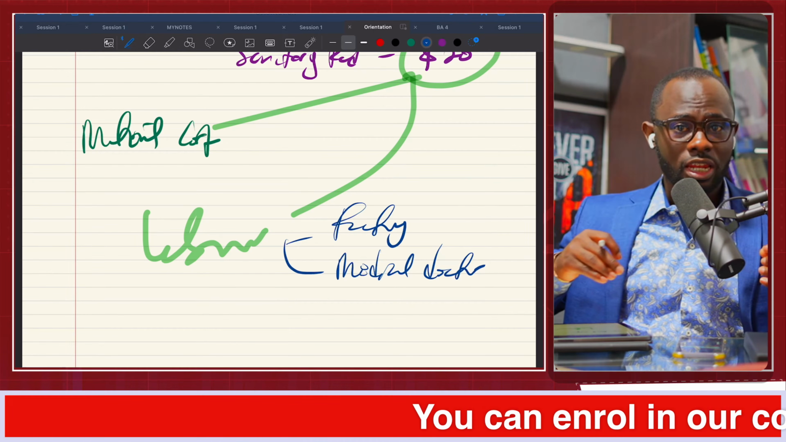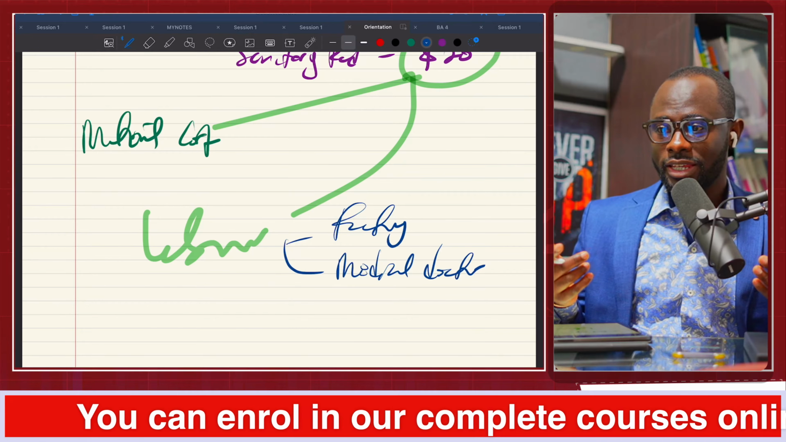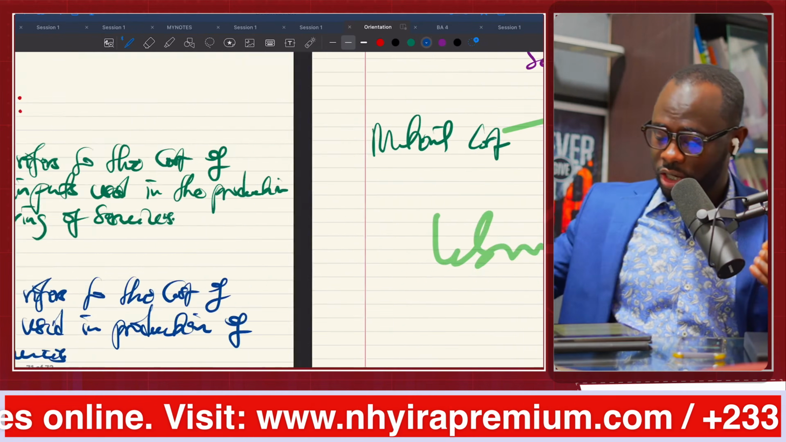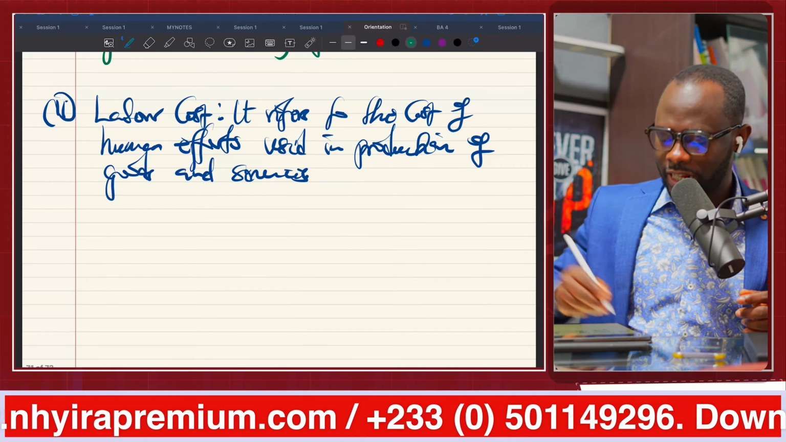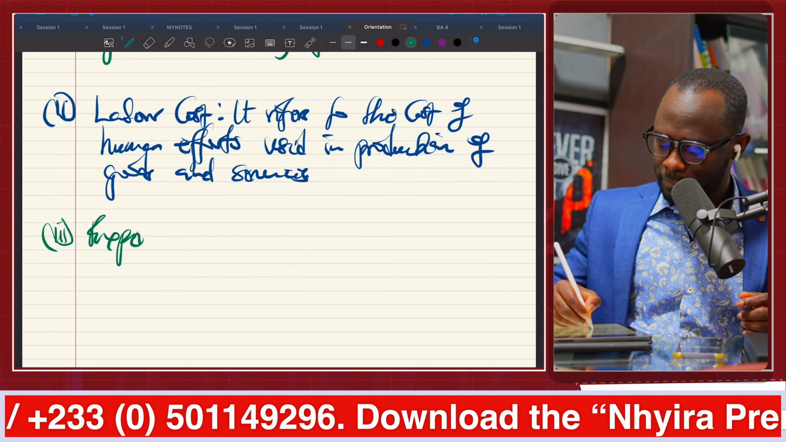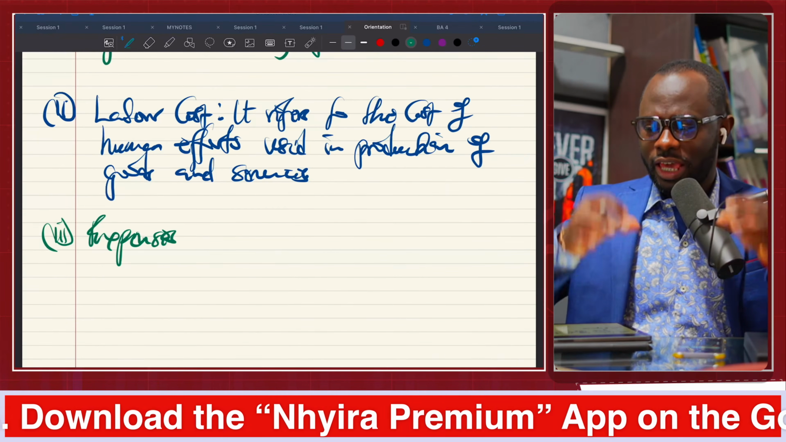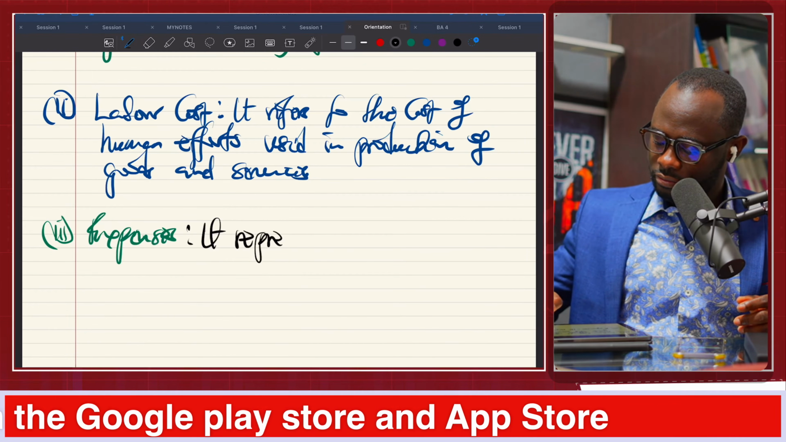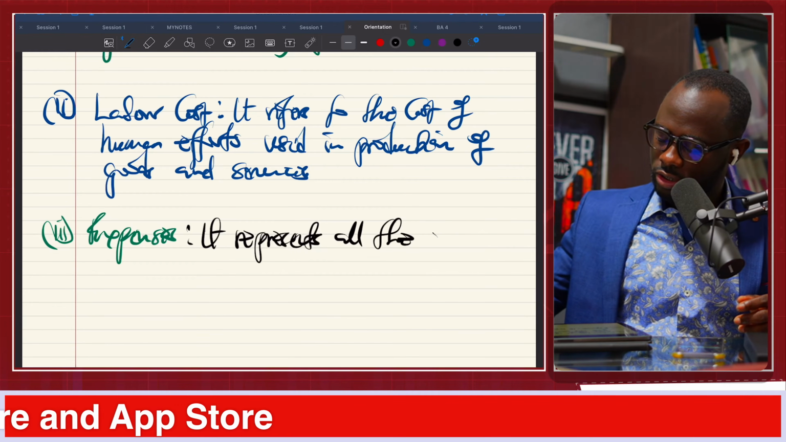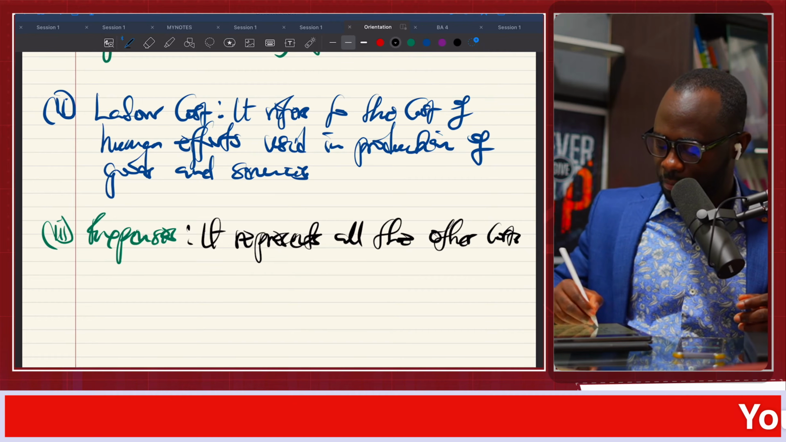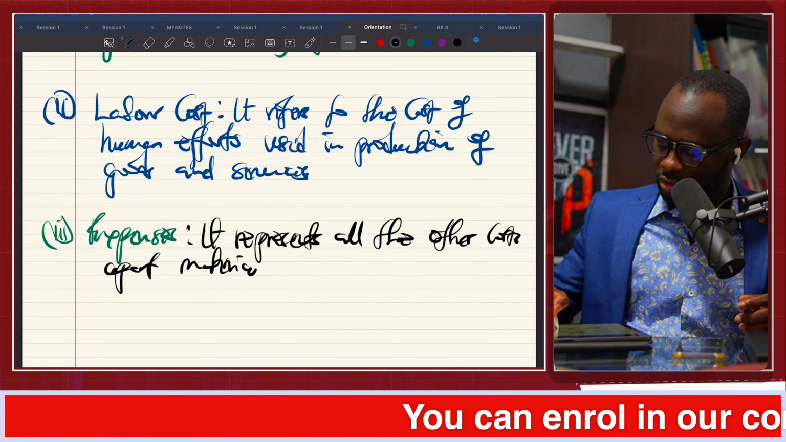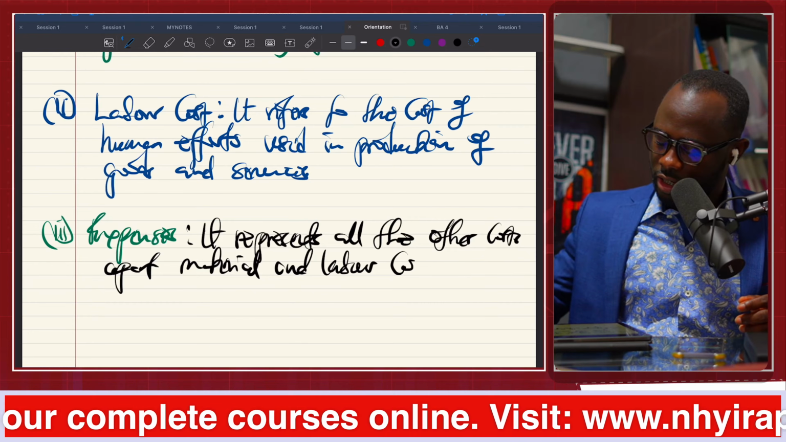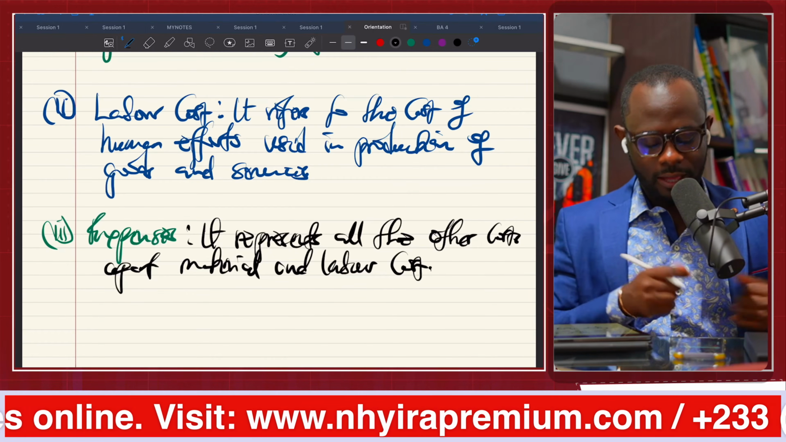So the people who are going to be working in the factory, the medical doctors who are going to be needed, and any other people who are going to be working to ensure that we actually bring that product to the marketplace will be the labor cost. Then the last thing will be expenses. The expenses are all other costs we incur apart from the material and labor cost. So it represents all the other costs apart from material and labor cost. That is the idea about that.